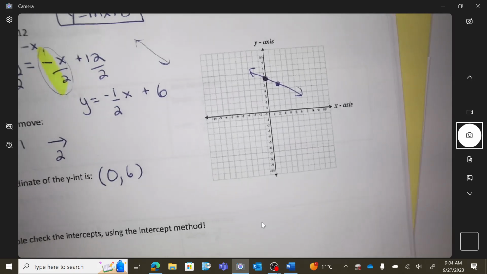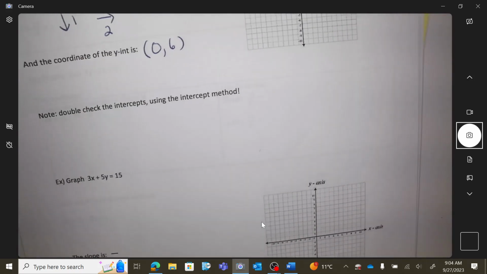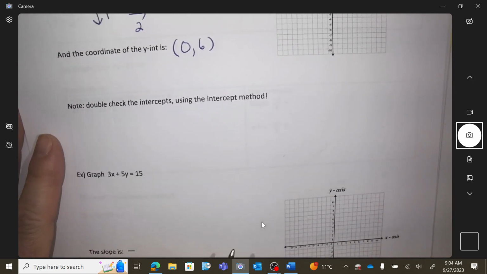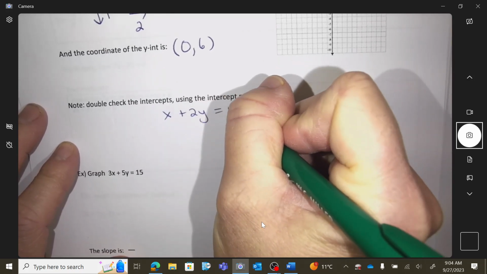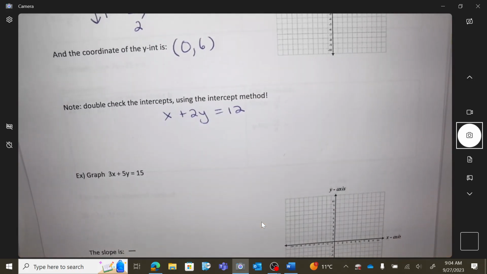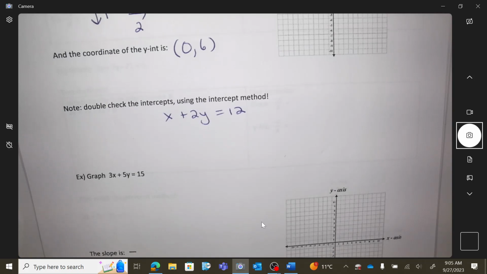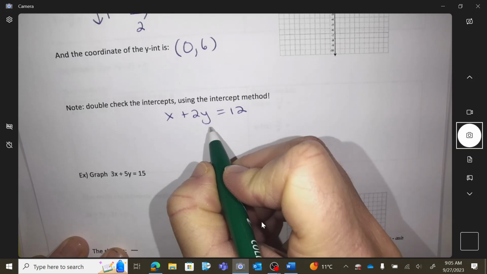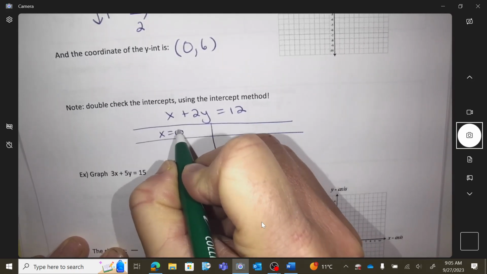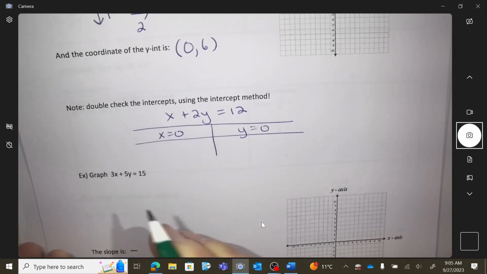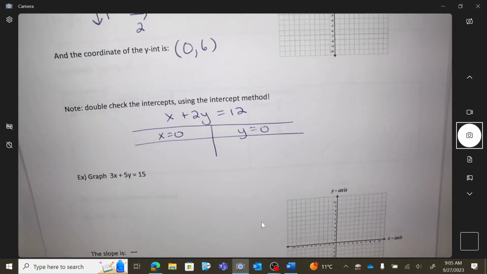Okay, then I had a little bit of a note here. I said, well, why don't we check our answer? Check your answer with the intercept method. We've learned the intercept method, which is finding your x-intercept and your y-intercept. That's the intercept method. If x was 0, if y was 0, that's the intercept method.